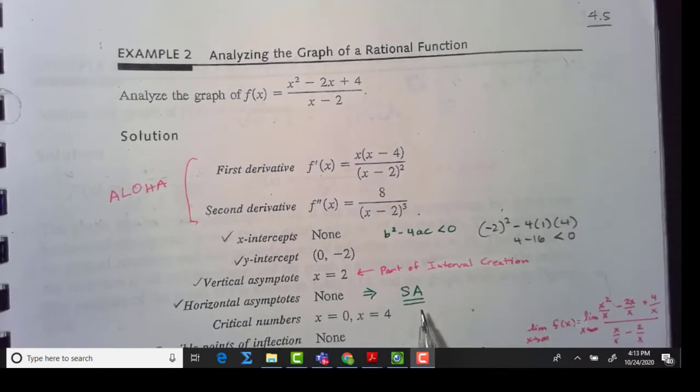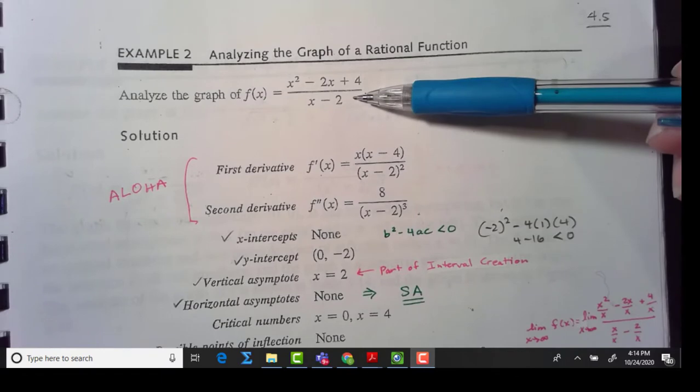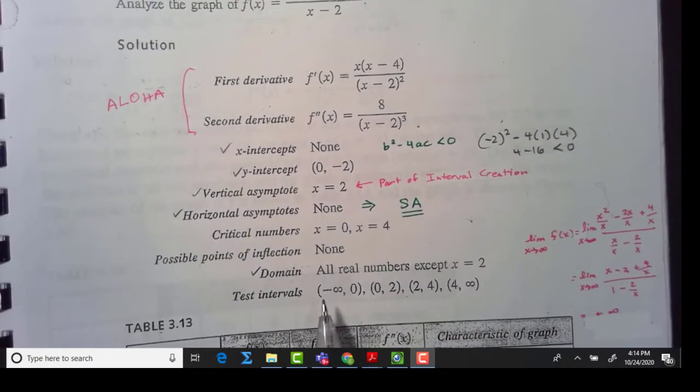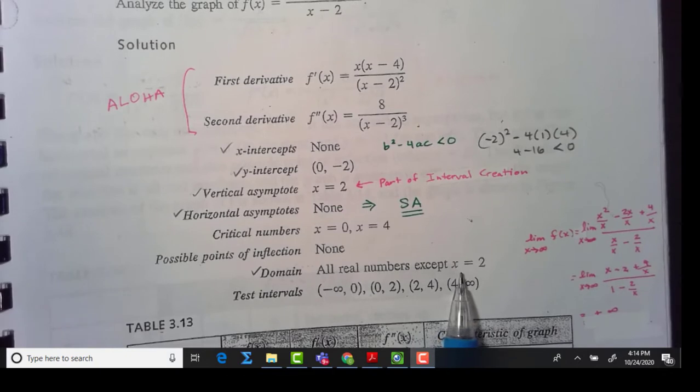No horizontal asymptote because we're going to have a slant. Critical numbers, that's going to come after we find the first derivative. We're going to find that there are no possible points of inflection. Our domain, we know we have a vertical asymptote when x is 2. So we know that our domain is going to be all real numbers except for x is 2.